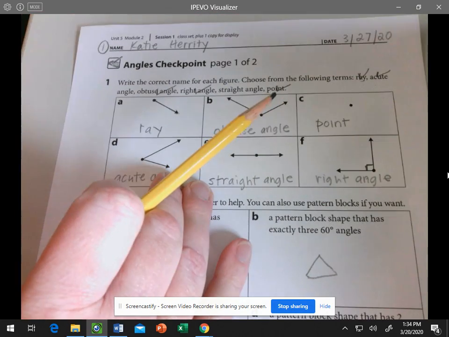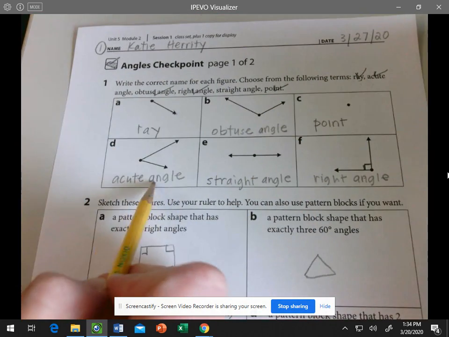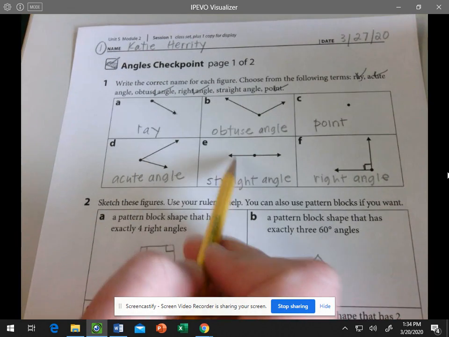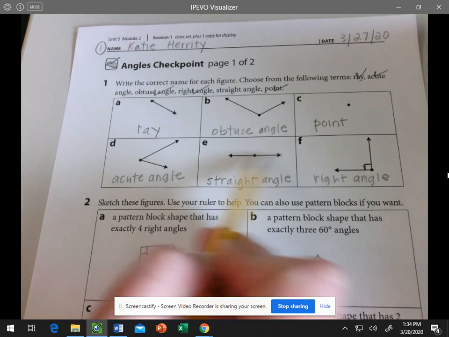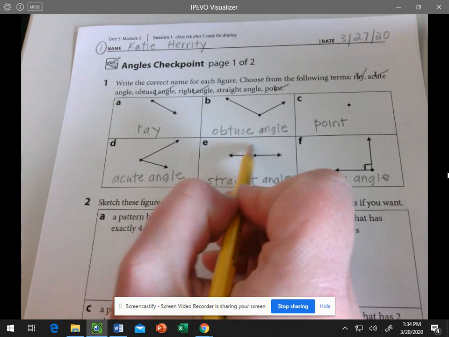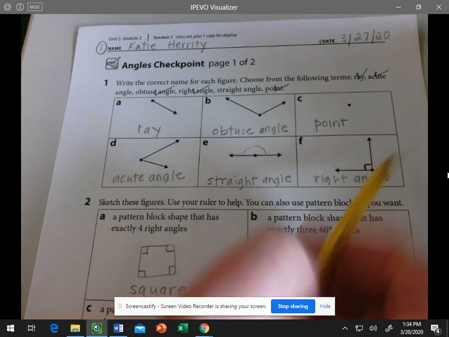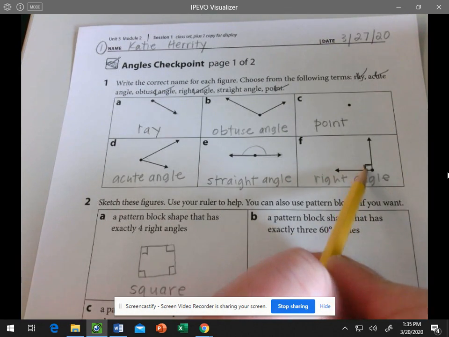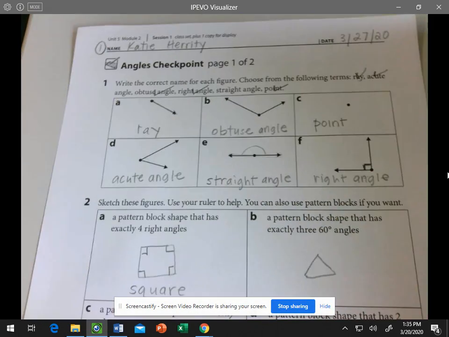This is a point. Yep, it's a point. Acute angle, it's less than the L. A straight line, one way, another one. A straight angle, this is 180 degrees. And they're giving you a clue right here. This is a right angle, 90 degrees.